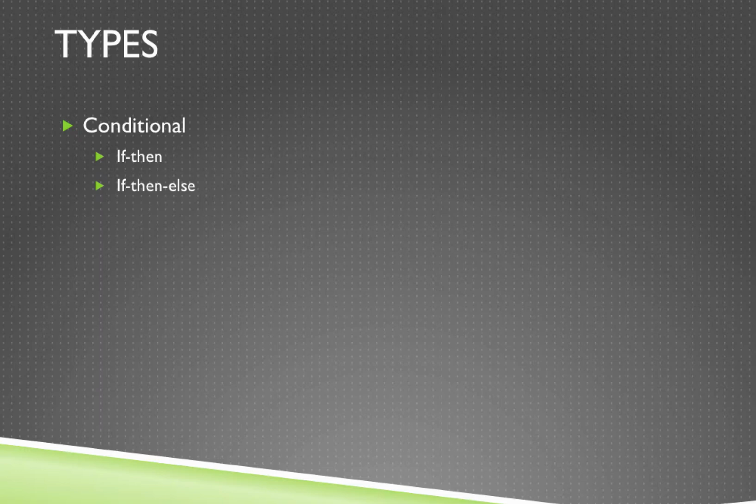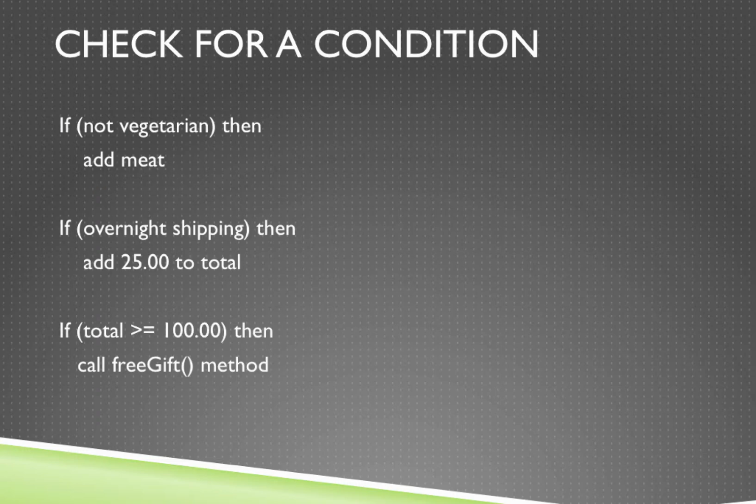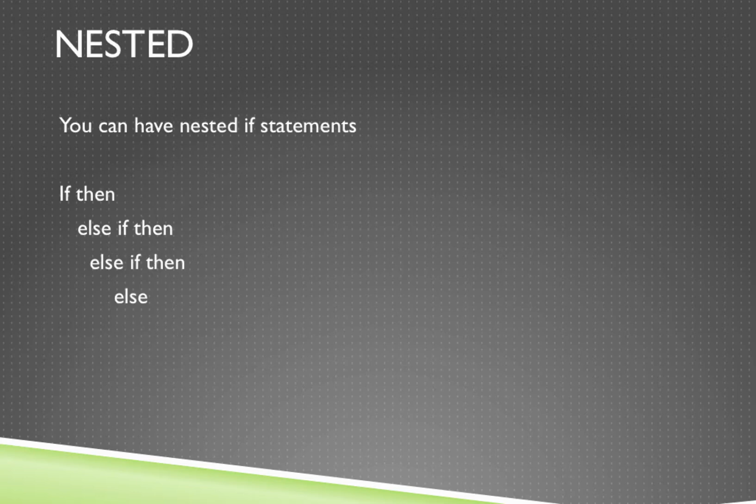There are basically two types you would use. So you would either use an if-then statement, or you could use an if-then-else statement. Here are some examples in pseudocode. So you might modify a recipe in everyday life that if you're not a vegetarian, then you might add meat. Or if you were going to overnight ship something, then you might add $25 more to the total price of a product. So we use conditions all the time for making decisions.